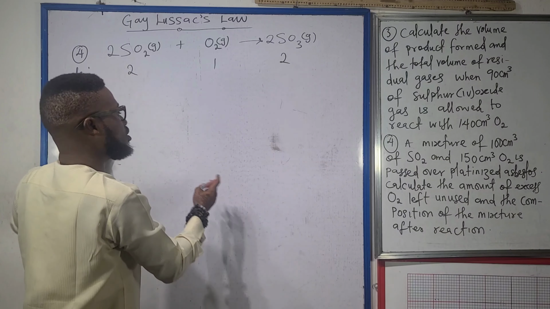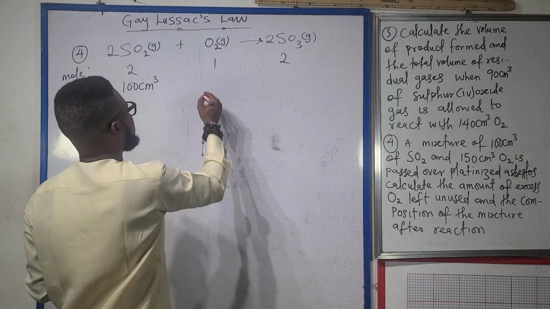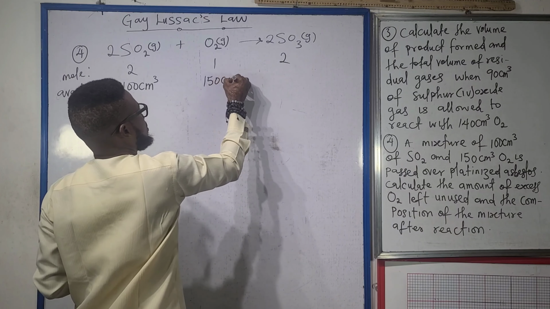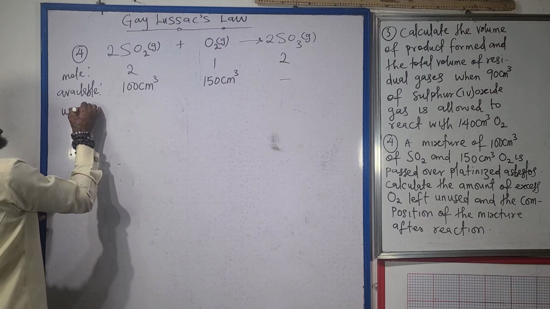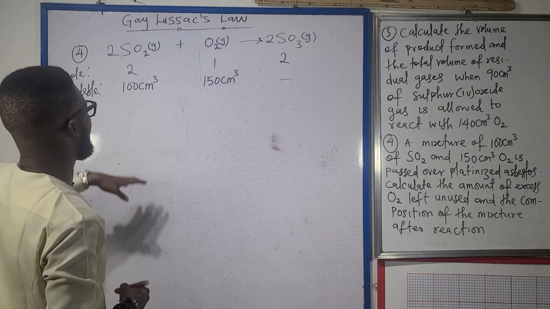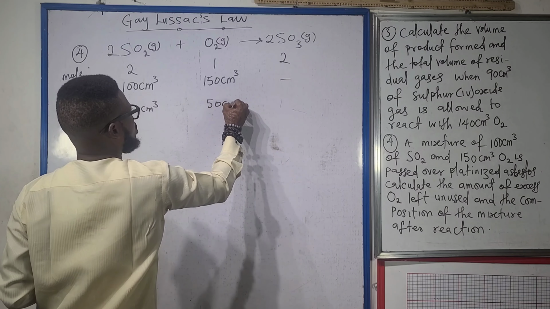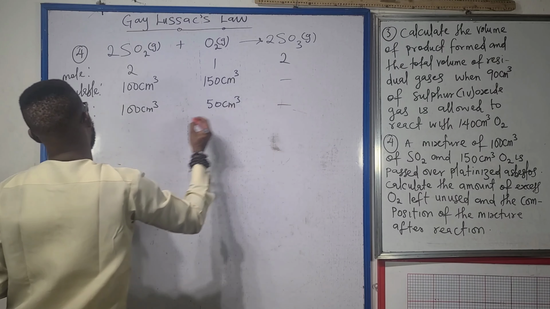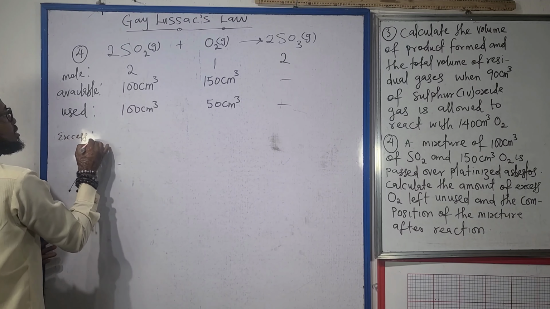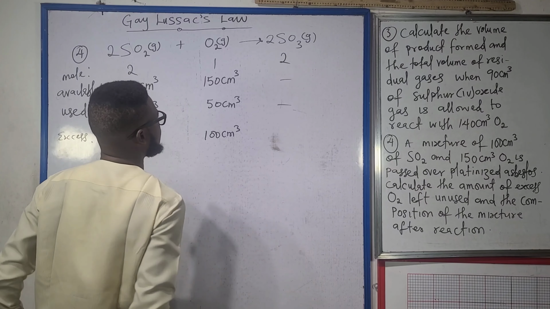SO2 here is 100 cm³, and then oxygen here is 150 cm³. Okay, so when you look at it, what is being used up here is the next thing. If I say 2 moles, let the 100 cm³ here be used up. Since this is 1 mole, it means only 50 cm³ will be used up. That is the implication. So we don't have excess here, but for this, 100 cm³ is in excess.